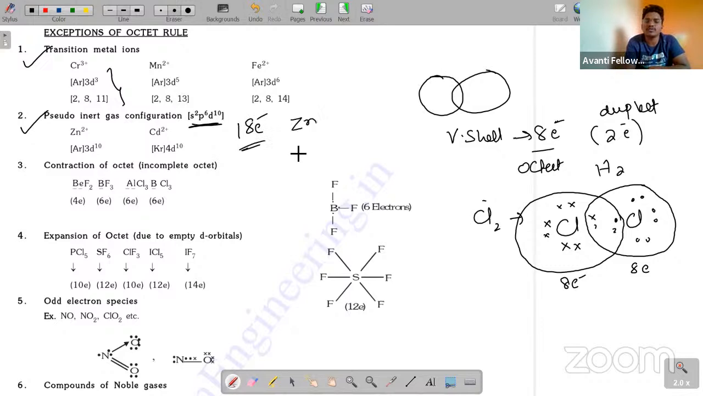Let's suppose zinc. If you take zinc, you are going to get Ar 4s2 3d10. Now Ar is simply nothing but 3s2 3p6, so 4s2 3d10.